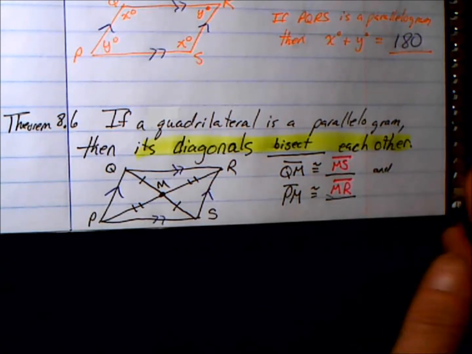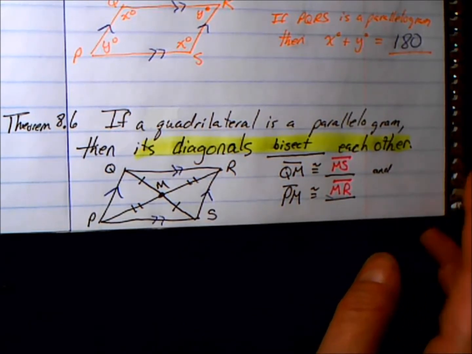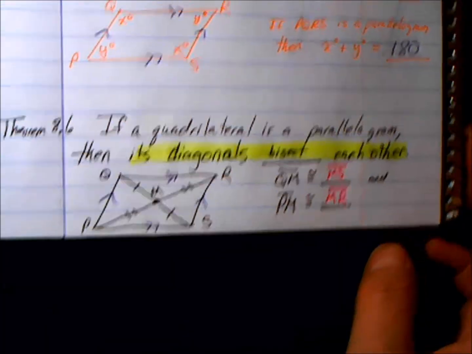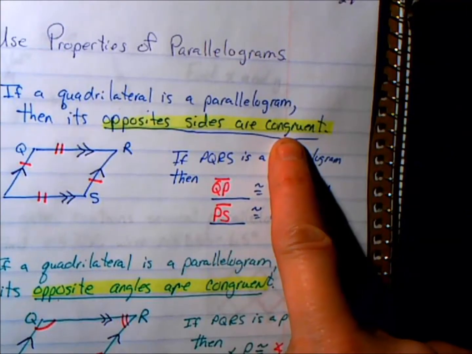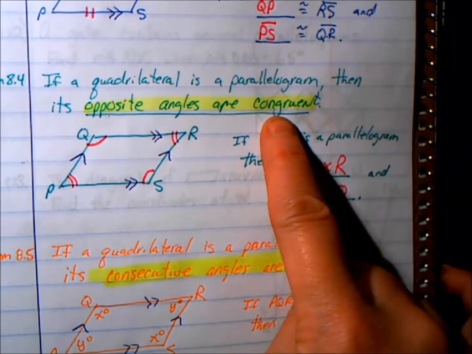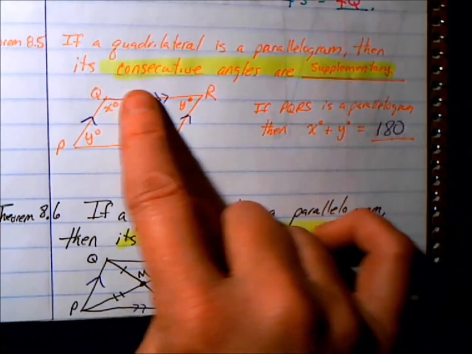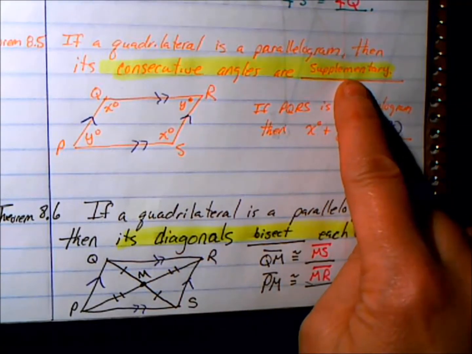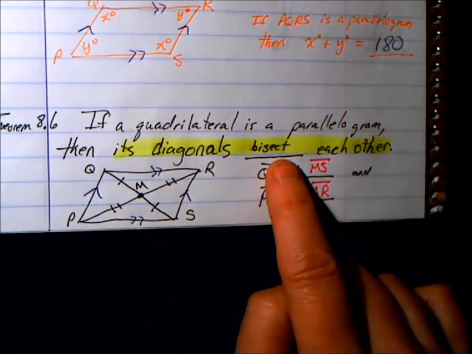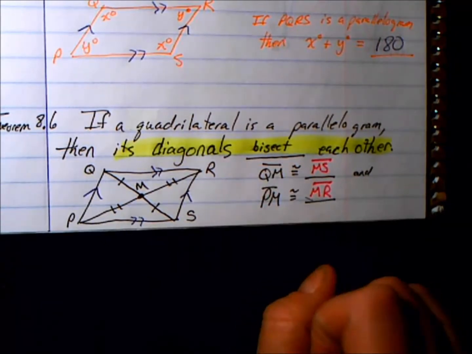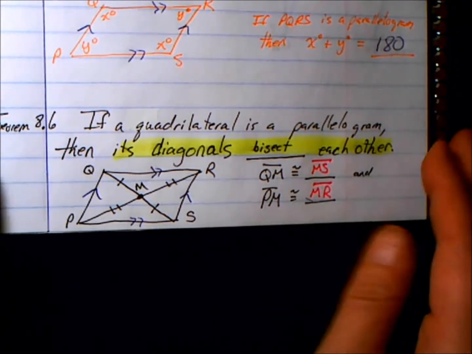So these diagonals cut each other in half, bisect each other. Alright, so there's 4 properties of parallelograms. Not only do they have opposite sides parallel, but opposite sides are congruent, opposite angles are congruent, consecutive angles are supplementary, and the diagonals bisect each other. So there's 5 traits that you've got to know for parallelograms.